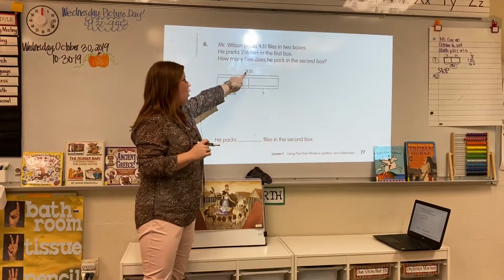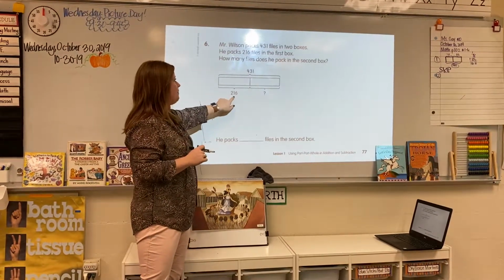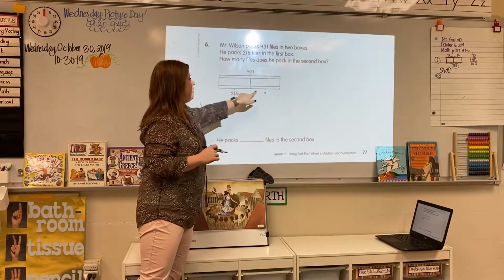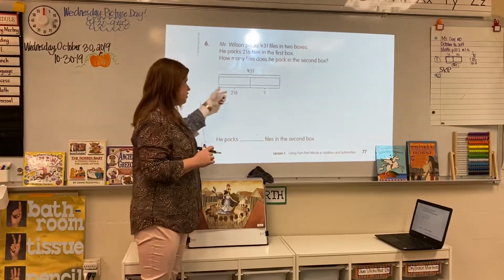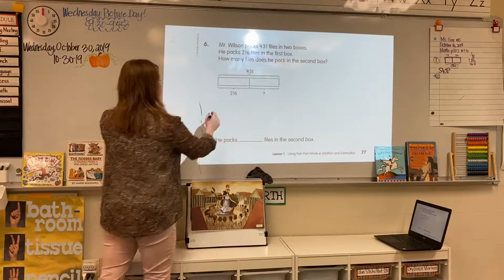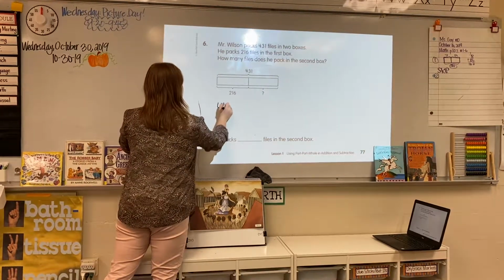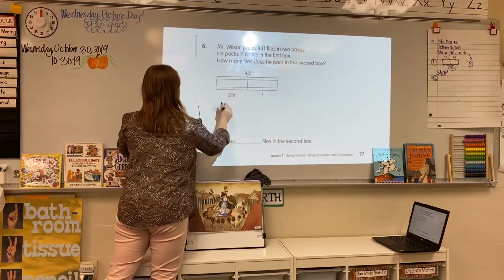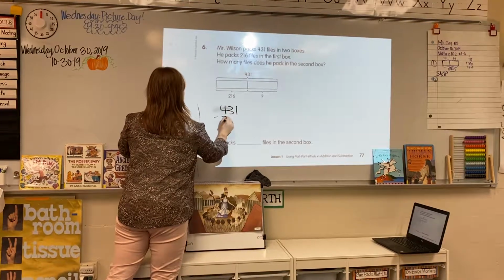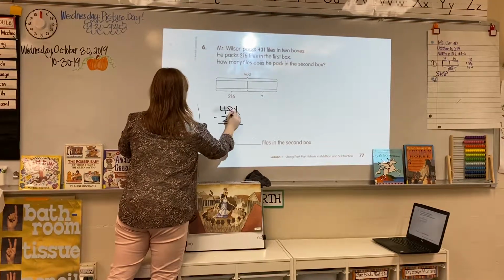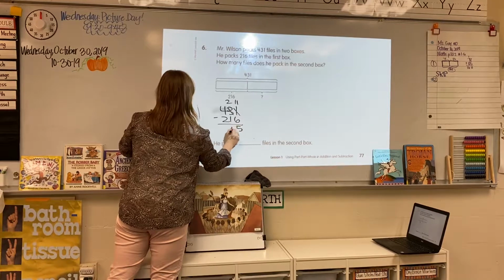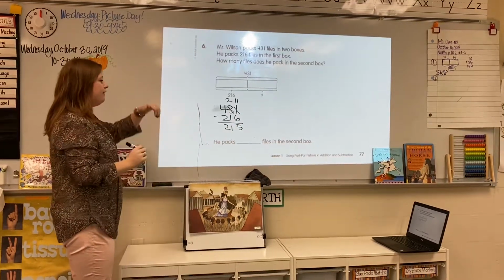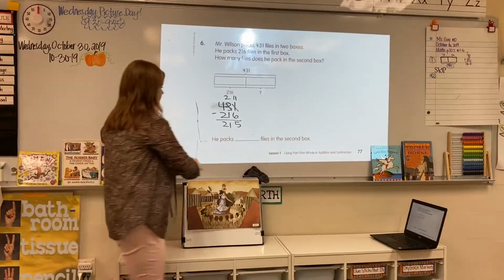So I know that my whole is 431. He packed 216 in the first box. I'm looking for how many he packed in the second box. So the operation that I use will be subtraction. So he packs 215 in the second box.